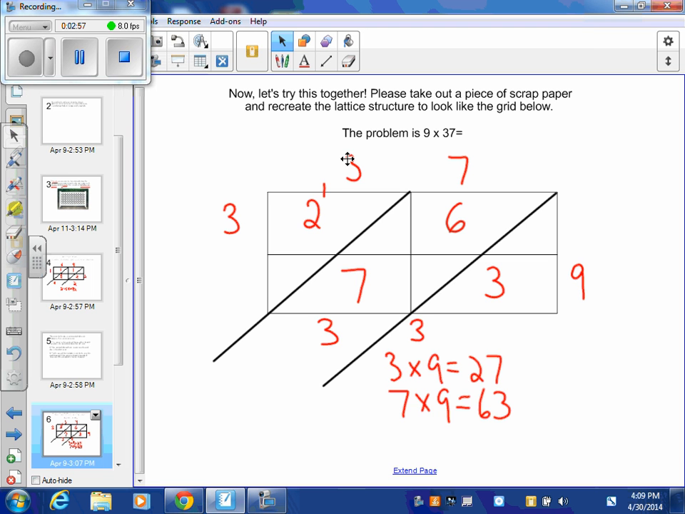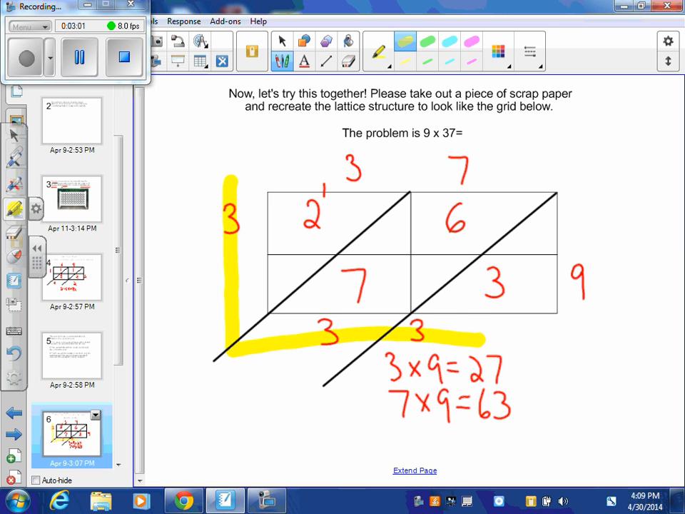Finally, we have our answer, 333. So now we know that 9 times 37, the product is 333.